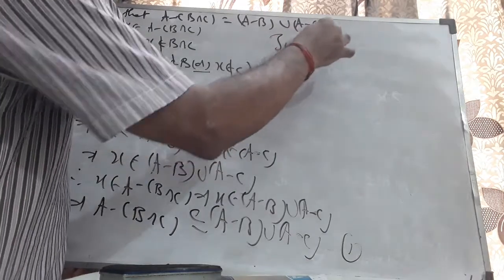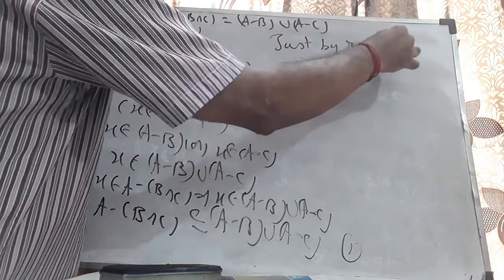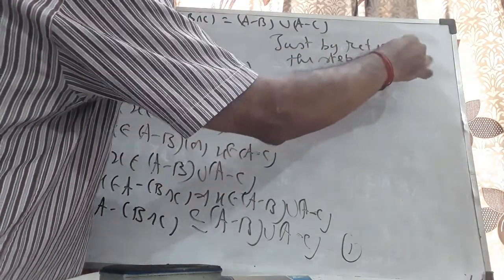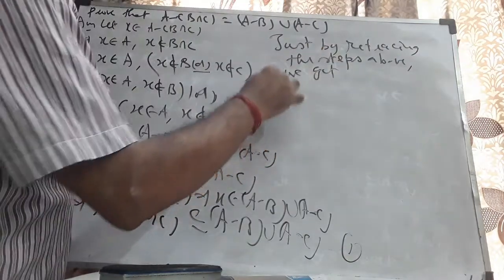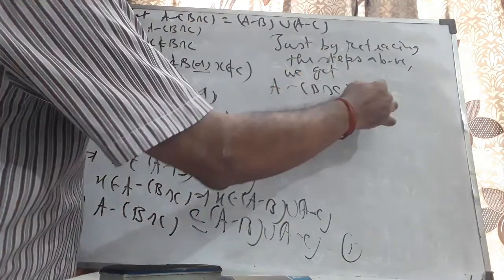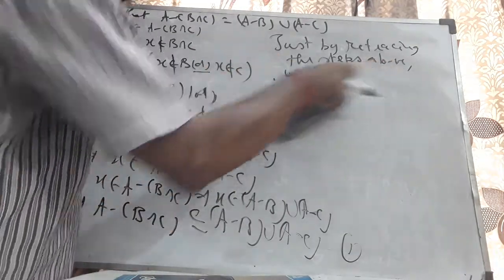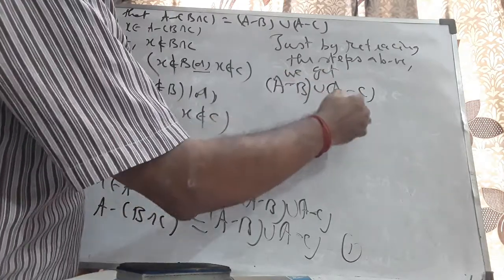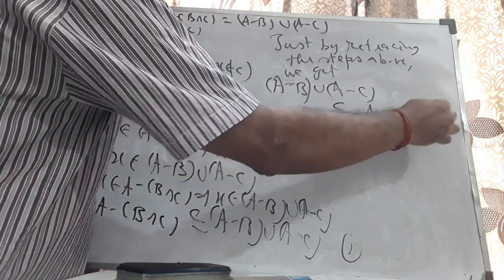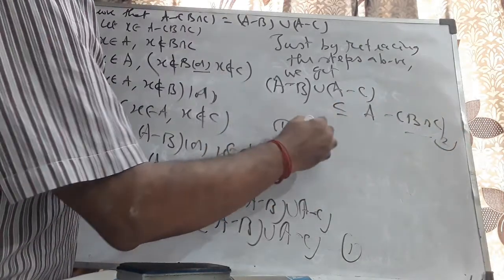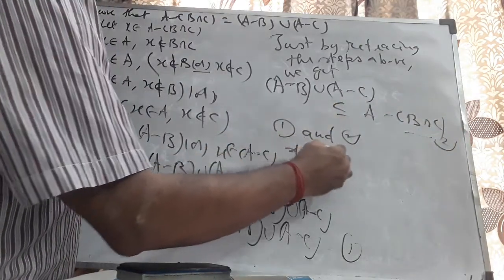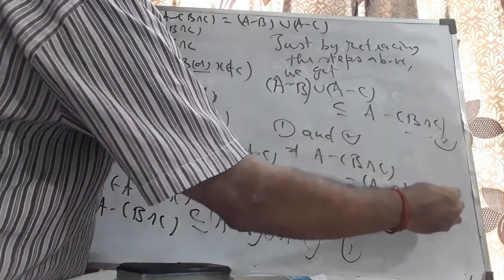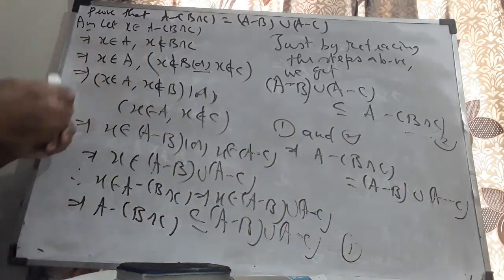Okay, just by retracing the steps above, we get, the other way around, A minus B union A minus C is a subset of A minus B intersection C. 1 and 2 will imply A minus B intersection C is equal to A minus B union A minus C. That is all we get.